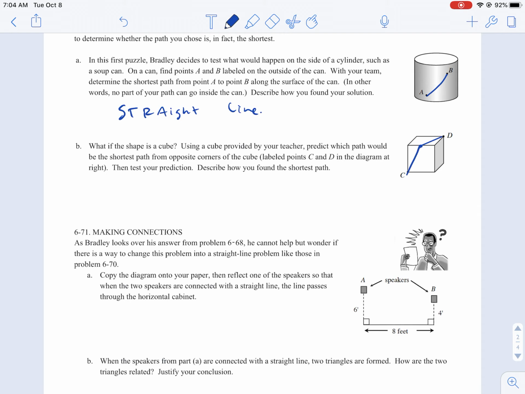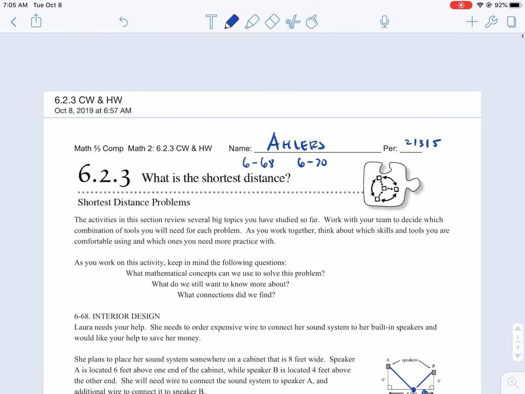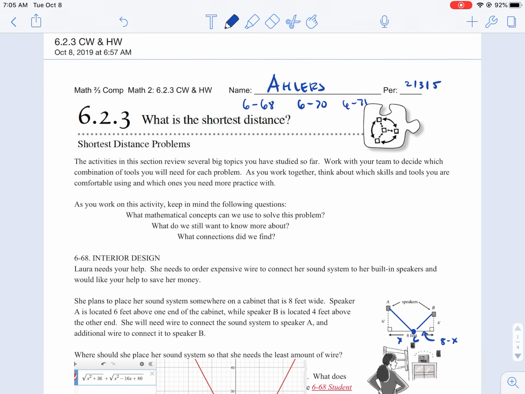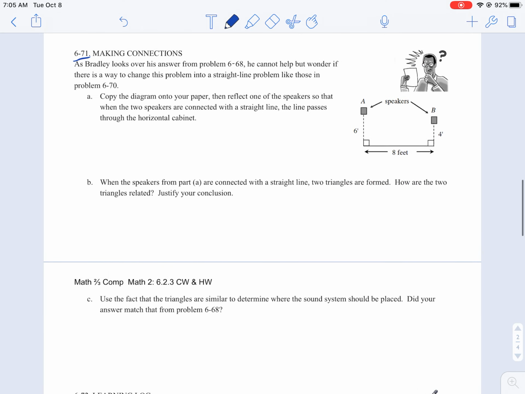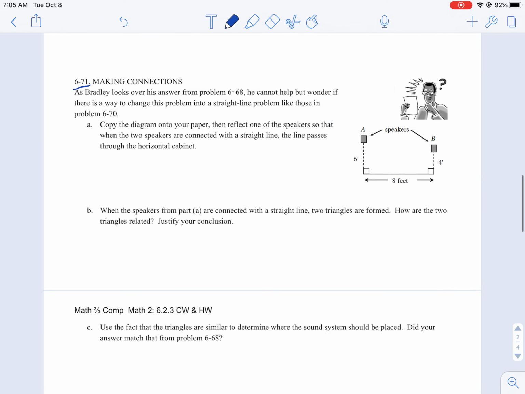We're also going to do 71. Sorry, I keep adding problems. Cover the triangle on your paper. Then reflect one speaker so that the two speakers are connected with a straight line. So we have A prime, feet.